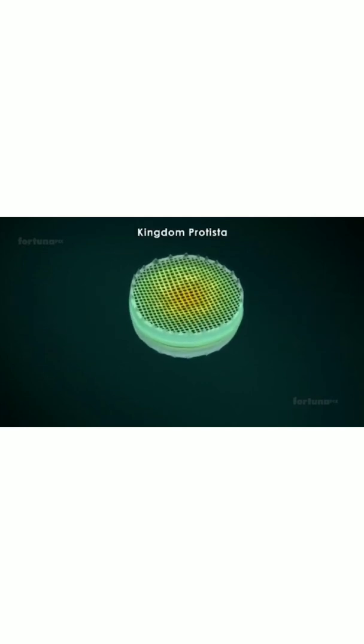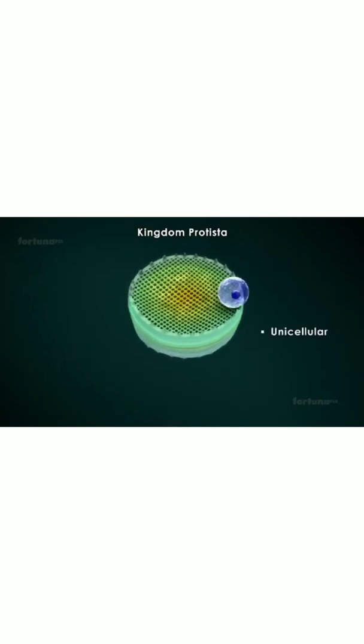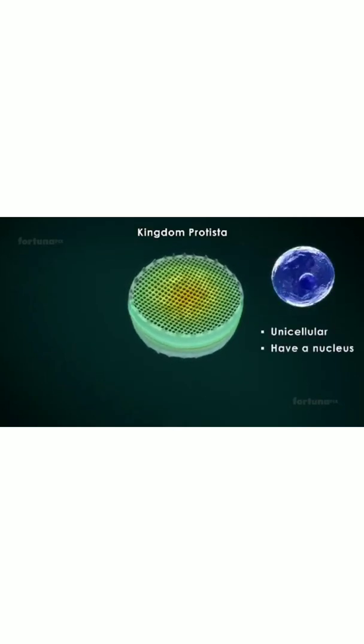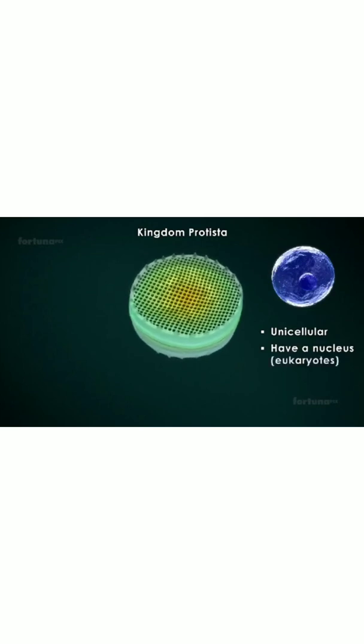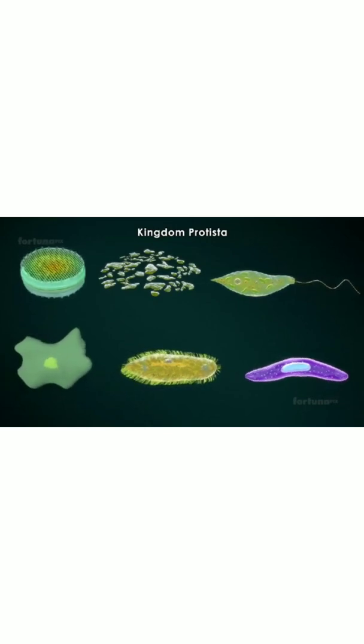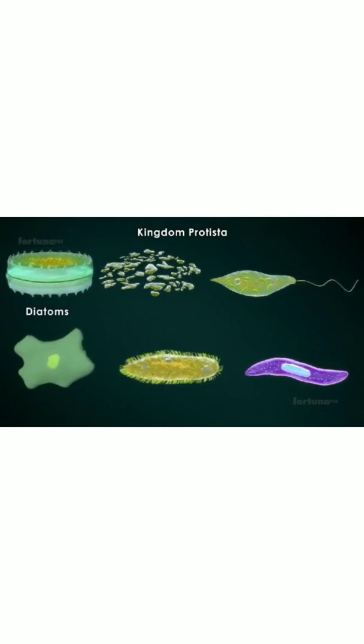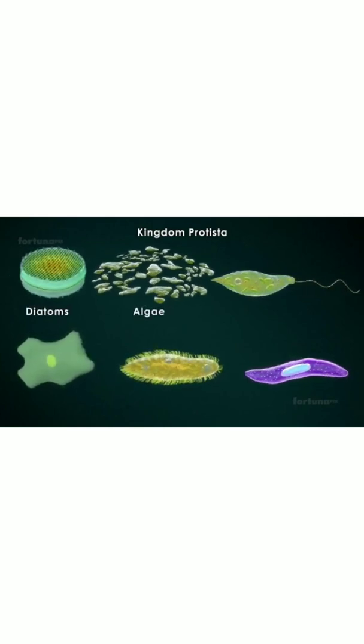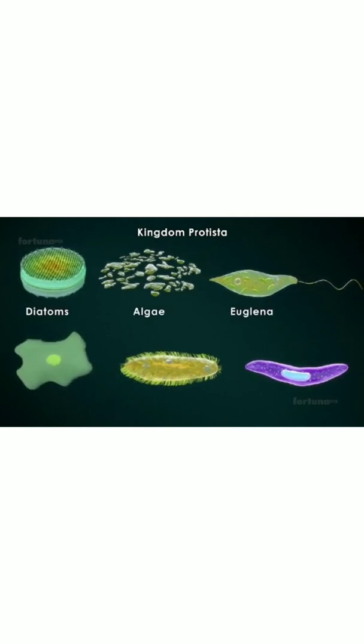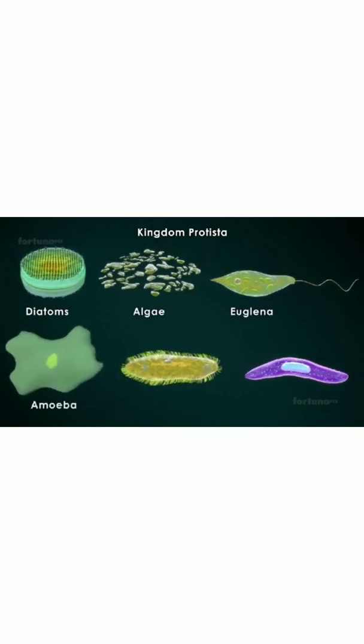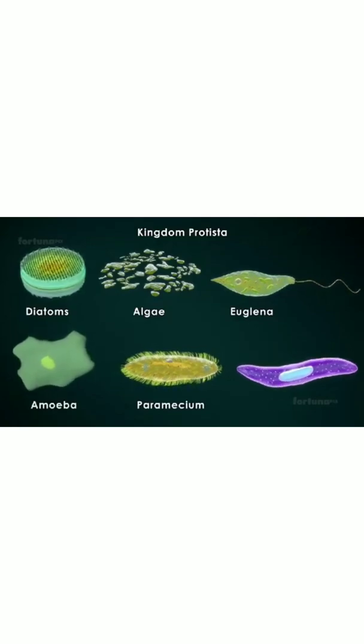Kingdom Protista is next. The organisms within this kingdom are also unicellular, but they have a nucleus. Cells of this type are referred to as eukaryotes. Most members of this kingdom can, like plants, undergo photosynthesis and produce their own food, and like animals, will have locomotory structures. Most Protista are aquatic and include diatoms, algae, Euglena, and protozoans such as amoeba, paramecium, and plasmodium.